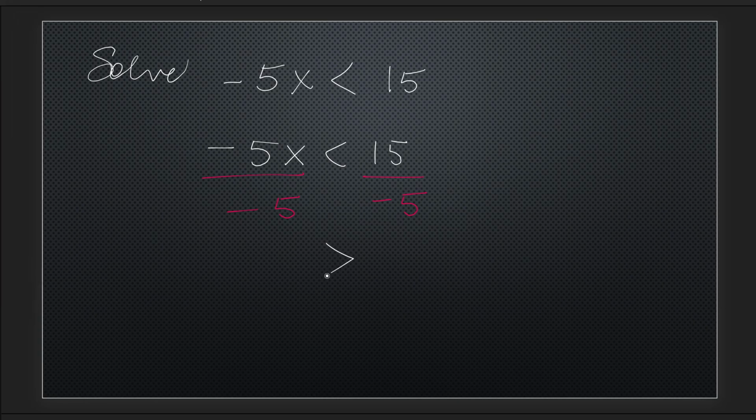So now our sign needs to be pointed this way. Negative 5 divided by negative 5 is 1. 1 times x is x. And 15 divided by negative 5 is negative 3. So x is greater than negative 3.